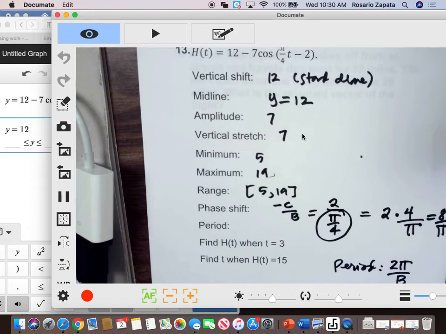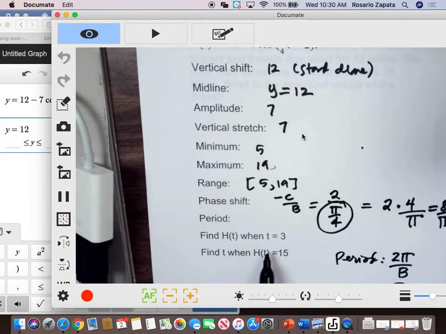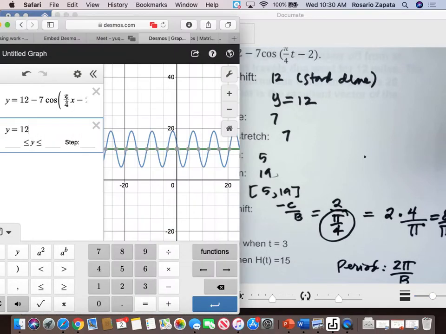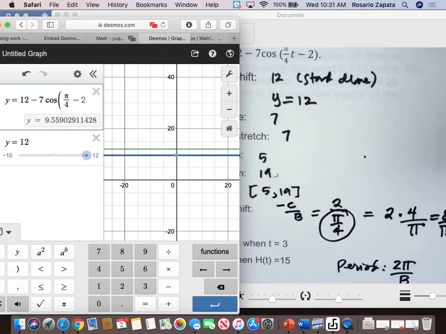All right? Now, let's go here. Find h of t when t is 3. So all we need to do is to change this with 3. And the answer is 7.05.